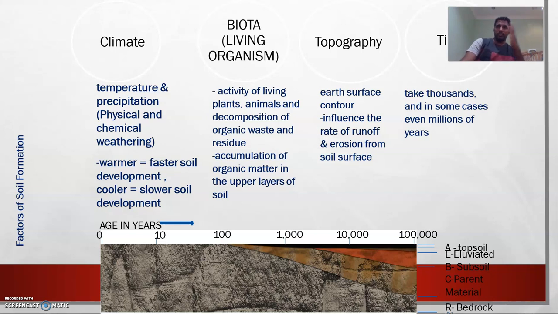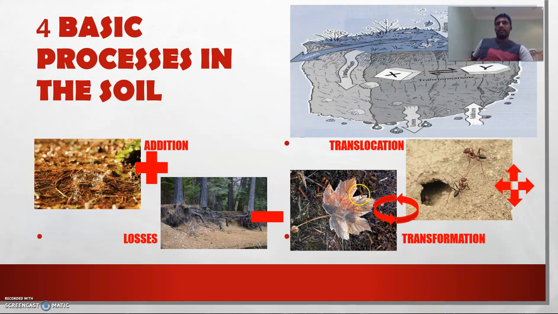Factors of soil formation were already explained. We already glanced through it in the first slide of this part. Okay, there are 4 basic processes in soil: addition, losses, translocation, and transformation. Don't panic, and don't confuse weathering with the 4 processes. Weathering is a soil formation process. These 4 basic processes are addition, losses, translocation, and transformation.